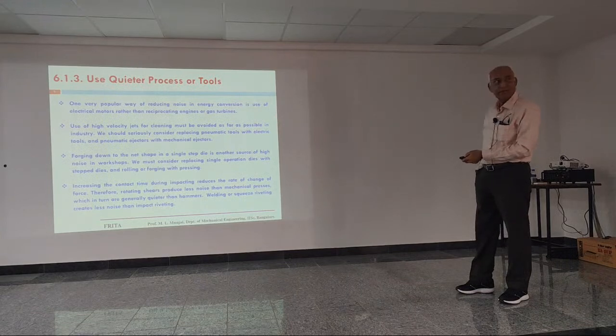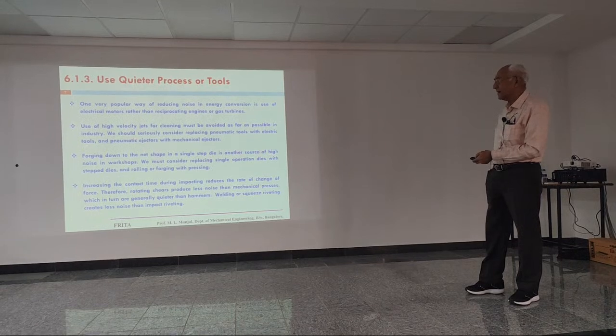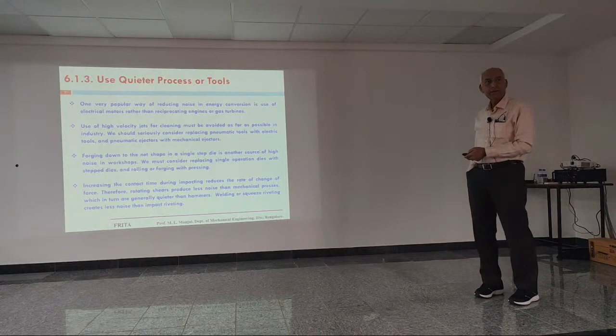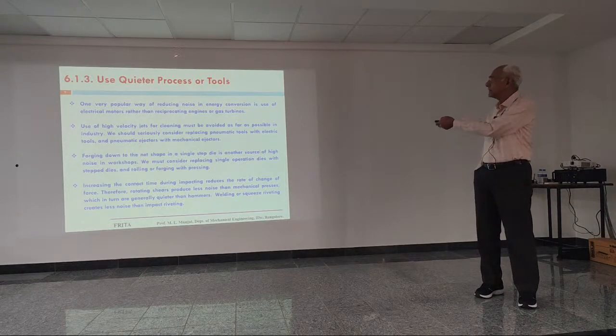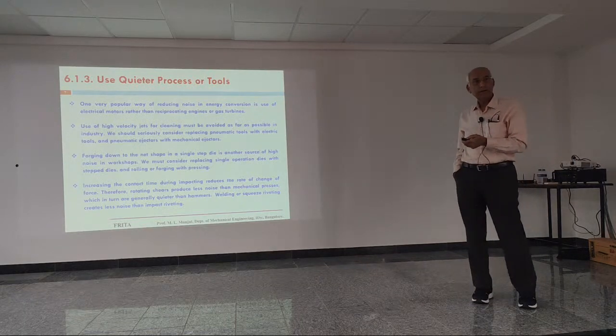Now please try to look at this: forging down to the net shape in a single step die is another source of high noise in workshops. We must consider replacing single operation dies with step dies and rolling or forging with pressing. So this is what I was saying, when you use a quieter process, the same thing you can do in so many ways. Okay? So this is one.